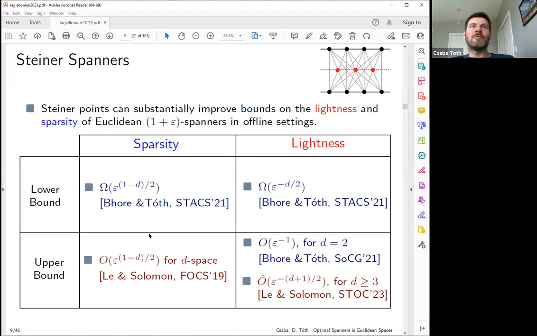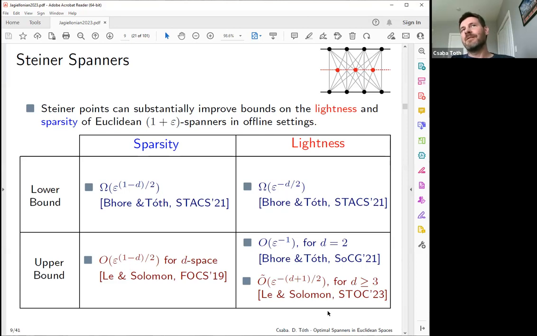I'm not going to say more about this regime, but I only point out that for sparsity there are tight upper and lower bounds, and for lightness they are not matching yet, but they're close. So it looks like without Steiner points, these upper and lower bounds match, and with Steiner points, they almost match.